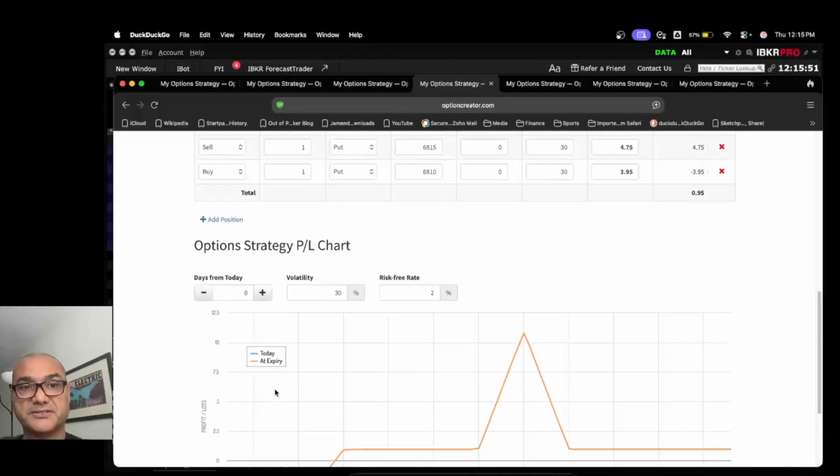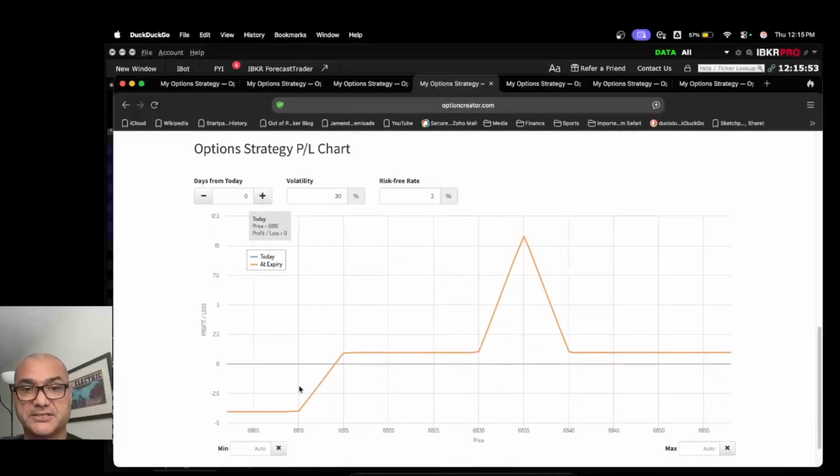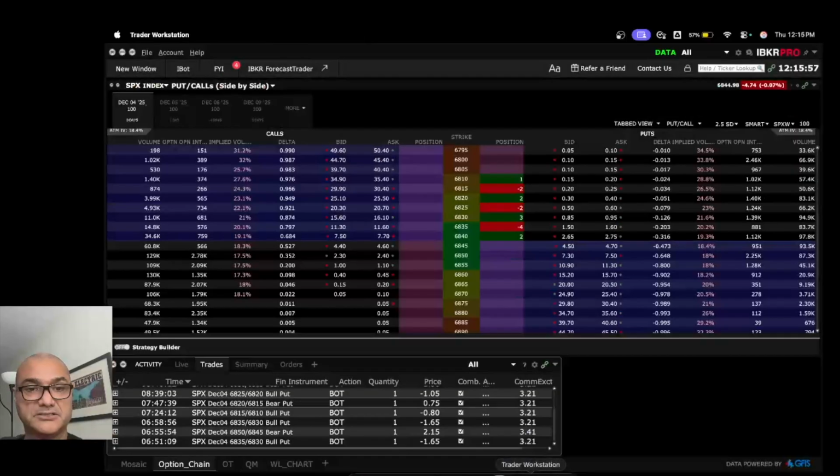Okay, still not done. I can work with this. This trade was done at, let's verify the time on this one. Here we go. At 7:24 a.m. Okay, I sold the 68.15, bought the 10 for 80 cents.